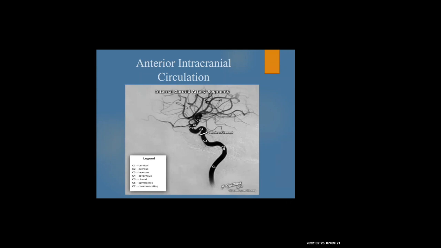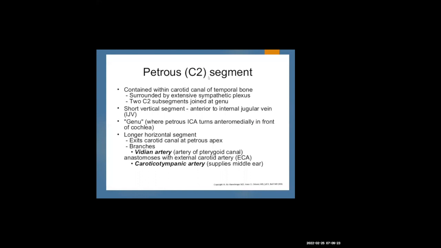The C2 segment is the petrous segment. So this is the portion of the internal carotid artery that is actually in the skull base. It's going through the carotid canal. And there's subsegments to it. So it has a kind of medial and anteriorly projecting course as it goes through the skull base and through the carotid canal. And it has 2 arterial branches.